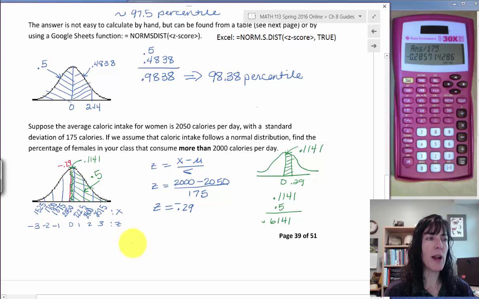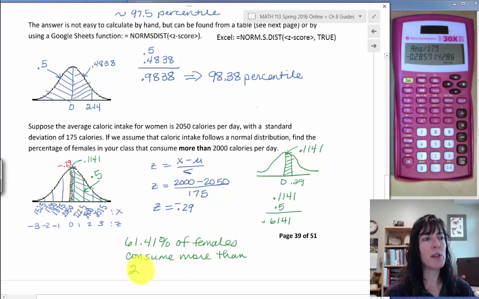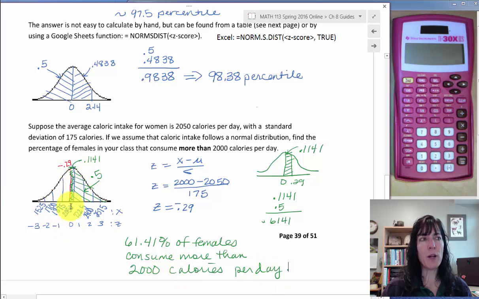So if I need a percent, which they're asking for, I just convert it to a percent. So 61.41% of females consume more than 2,000 calories per day. So using the symmetry of our mound-shaped distribution and thinking about from 0 to that same z-score but on the right, we could find the area, and then we can make the conclusion that this sliver here will have that same area even though it's to the left of the mean, and then we want this area plus this whole right hand side, so we add those two together to get 61.41%.